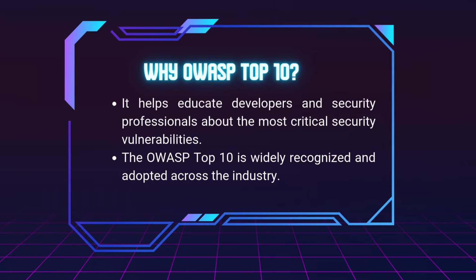Why OWASP Top 10? It helps educate developers and security professionals about the most critical vulnerabilities. By understanding this, they can promote better protection of their applications. It provides a clear framework for developers to ensure that security is considered throughout the development process. OWASP Top 10 is widely recognized and adopted across the industry. Many organizations use this for security practices. By addressing the vulnerabilities listed in the OWASP Top 10, organizations can significantly improve their overall security posture.